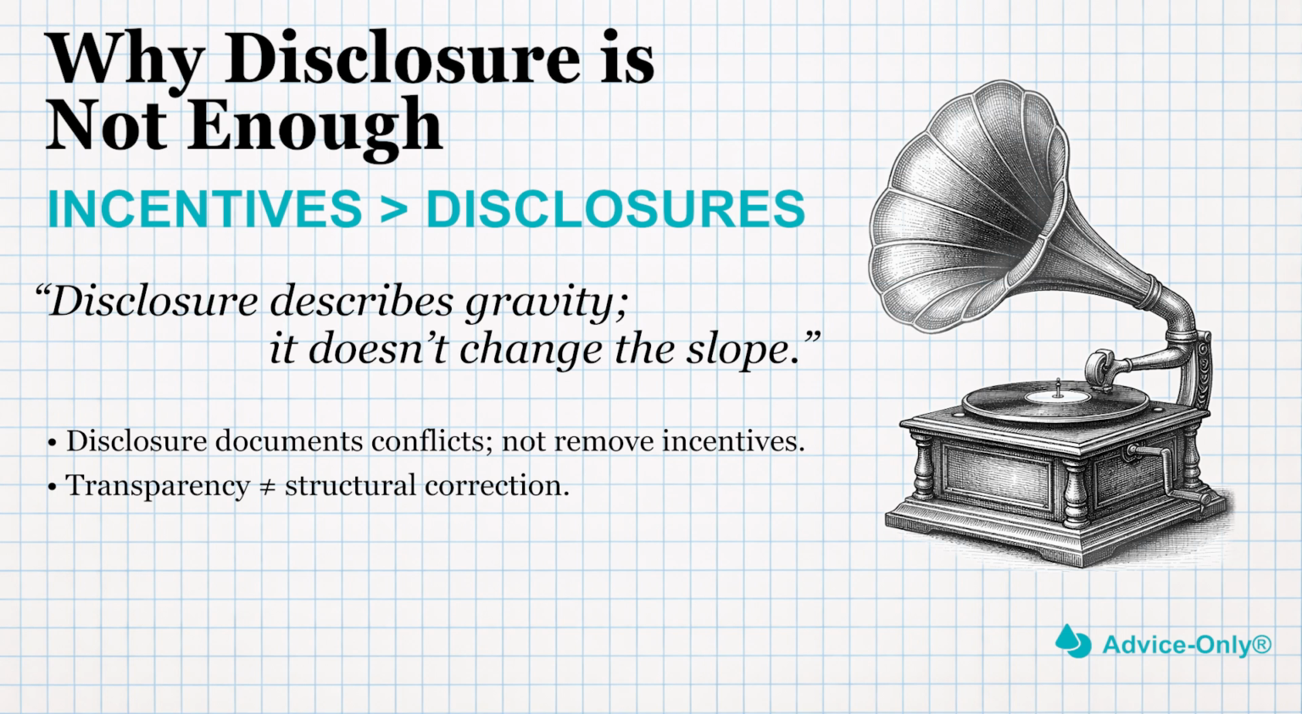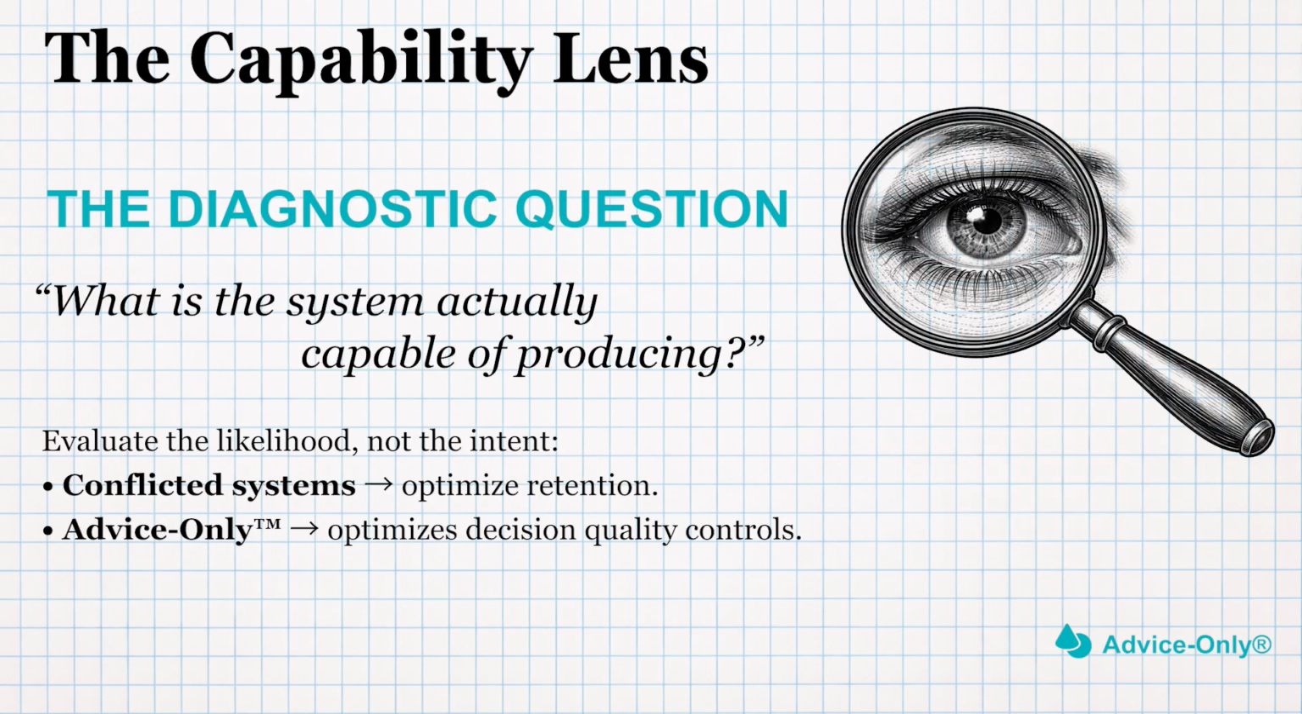That brings us to the capability lens. The capability lens asks one simple but powerful question. What is this system capable of producing given how it is built? Not what it promises, not what it intends, not what it advertises. What it makes likely through its structure, incentives, and constraints. This represents a fundamental shift in how we evaluate advisory models. A capability lens looks at what a system is naturally good at producing, not what its practitioners hope to deliver.